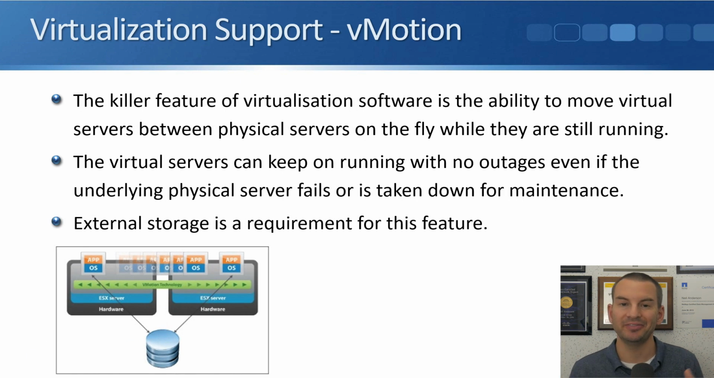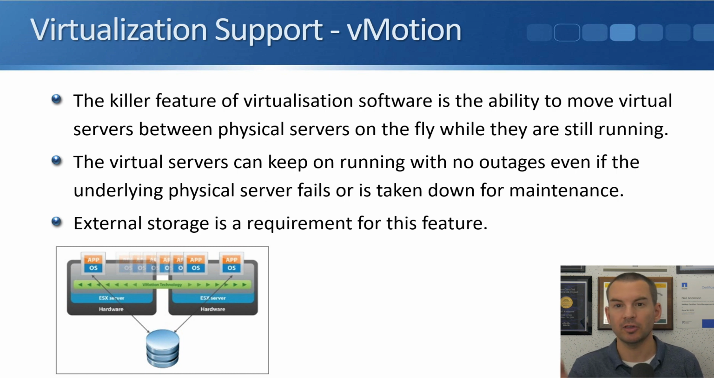Okay, the killer feature of virtualization software is the ability to move those virtual servers between physical servers on the fly with no outage. When you do that, the virtual servers keep on running. There is no outage, even if the underlying physical server fails or is taken down for maintenance. So what you can do with this is you can have multiple physical servers, and you've got different virtual machines running on those physical servers.